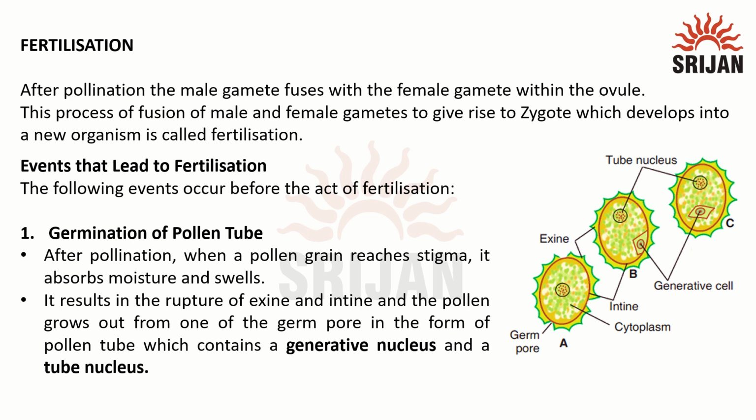In this video, we will learn about fertilization. Fertilization is basically the fusion of a male gamete, that is the sperm cell, with a female gamete, that is the ovum or egg cell. This happens after the event called pollination. The process of fusion of male and female gametes to give rise to a zygote, which in turn develops into a new organism, is known as fertilization.